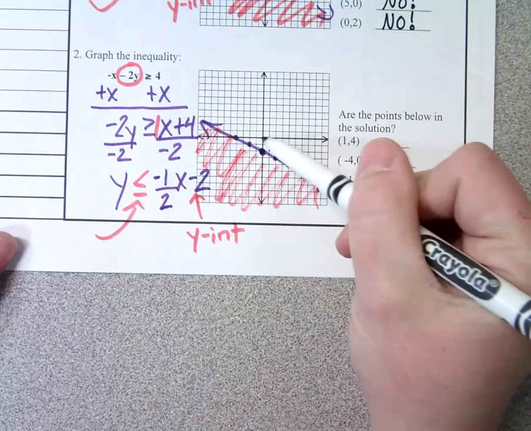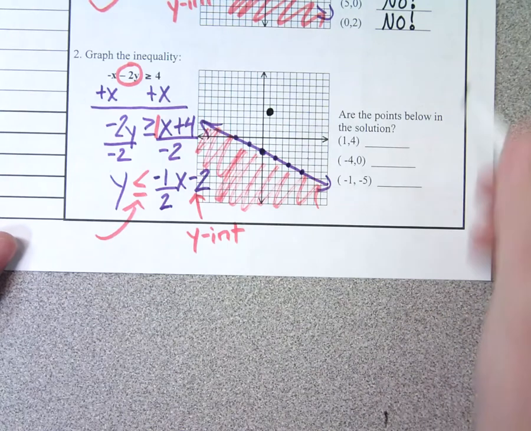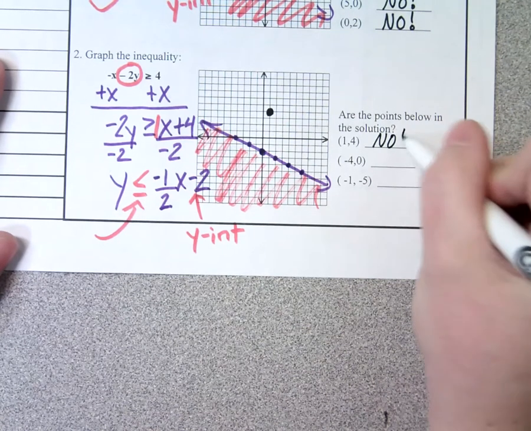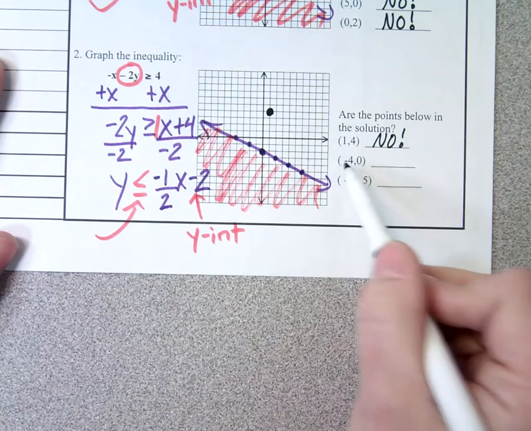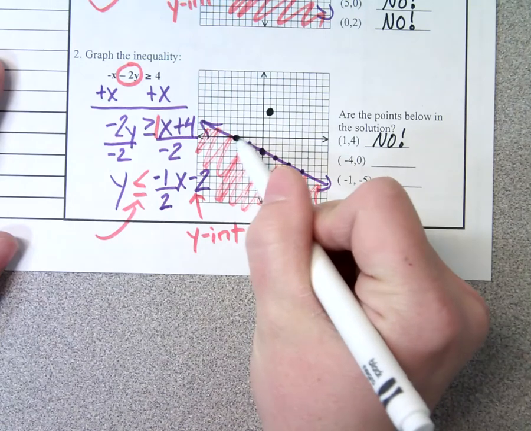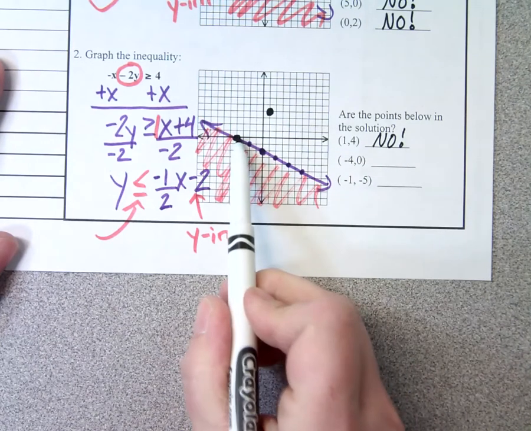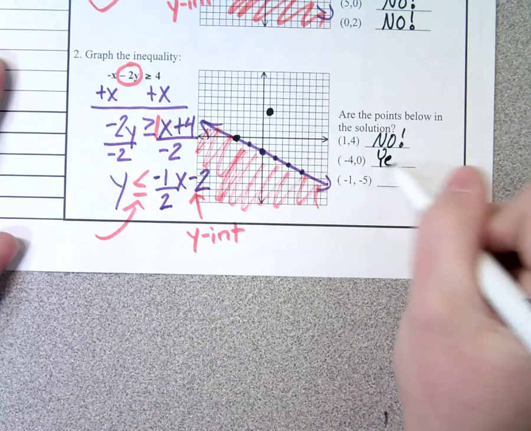1, 4. I go right 1 and up 4. Is 1, 4 in my shaded section? No, it is not. So you are not a solution, Mr. 1, 4. Negative 4, 0. I go left 4. Stay put. Is that a solution? Yes, it is. It's on my line, and it's a solid line. So, yes.